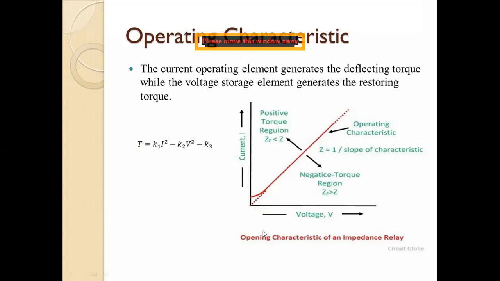So this is the voltage versus current characteristic. It is a straight line for electromechanical relays, but when we are considering numerical relays or static relays, this characteristic is slightly bending. This is the positive torque region.